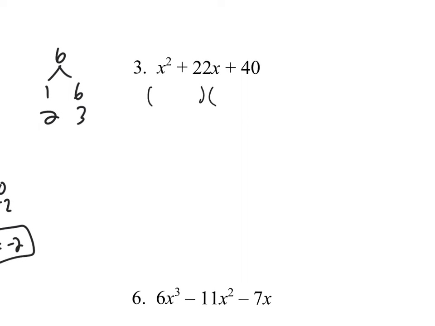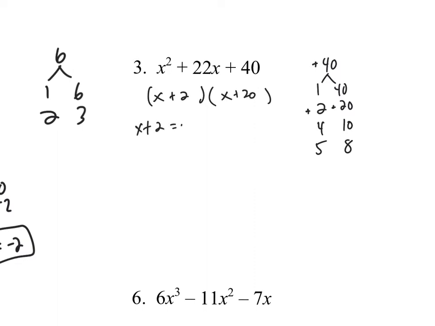This one's just x squared, so our factors are going to be x and x. And we look at the factors of 40. We've got 1 and 40, 2 and 20, 4 and 10, and 5 and 8. So I want to know what numbers multiply up to positive 40 and add to 22. So that'd be 2 and 20.